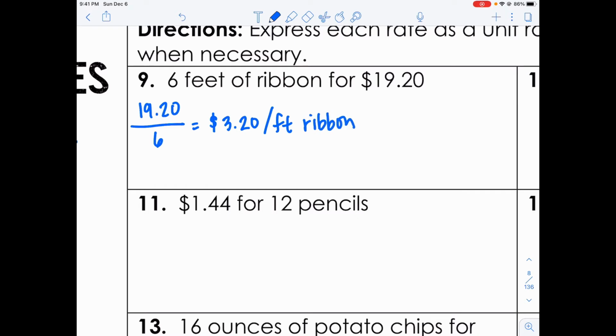Now, a couple of things. When we're talking about money, money always has 2 decimal places. So please make sure when you're writing your answers, you're not writing 3 2/10, because nobody says that in money. They say $3.20. So again, money always has 2 decimal places, rounded correctly to the second decimal place.